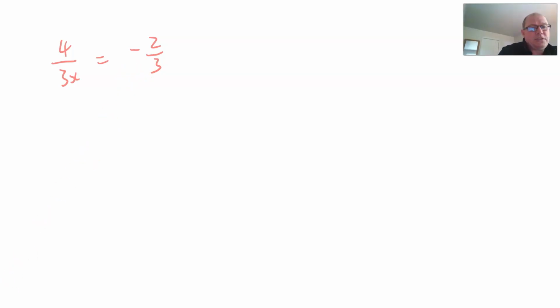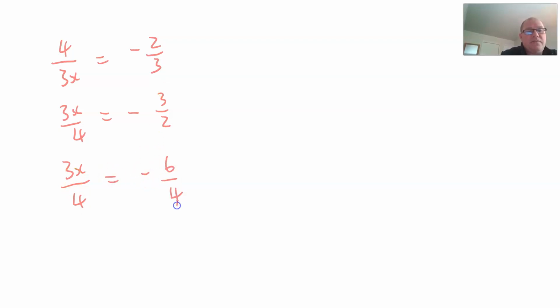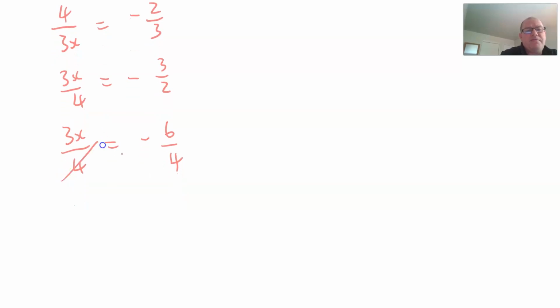Okay, here we go quickly. So we take the reciprocal of both sides: 3x over 4 equals minus 3 over 2. I make a common denominator. This time I'm going to make a common denominator of 4. So I don't need to change the left one. I just change the right one to minus 6 over 4. I'm going to multiply both sides by 4. The 4s cancel. I end up with 3x equals negative 6. I divide both sides by 3 and I get negative 2.